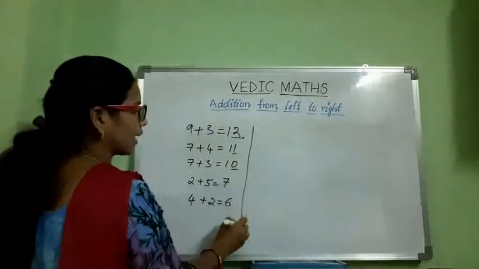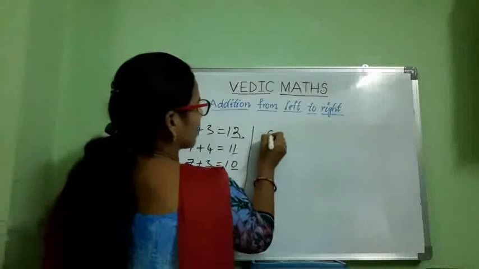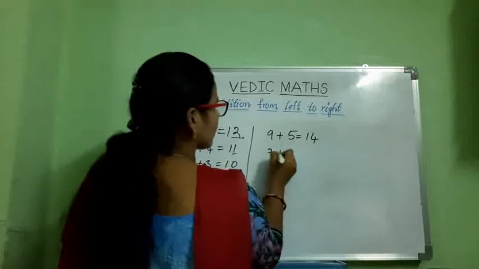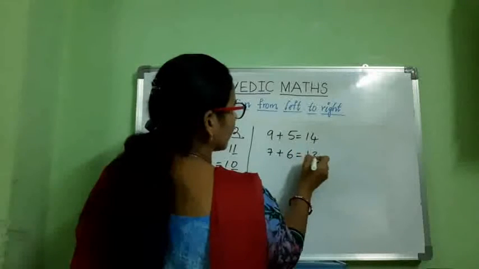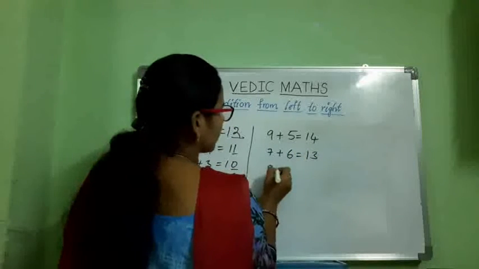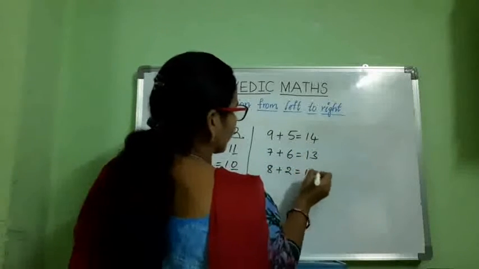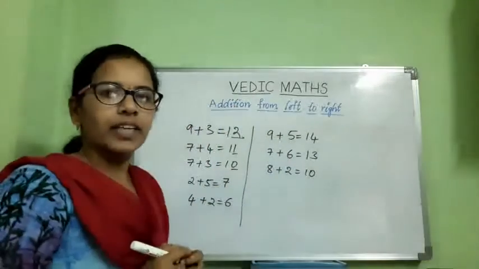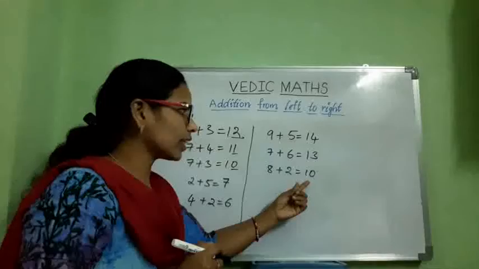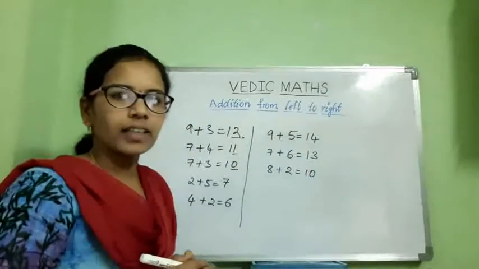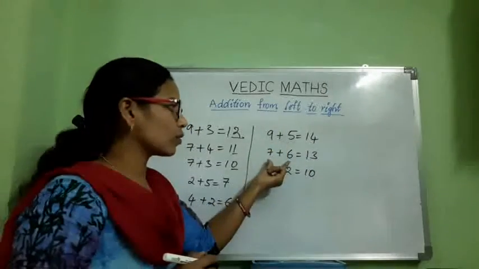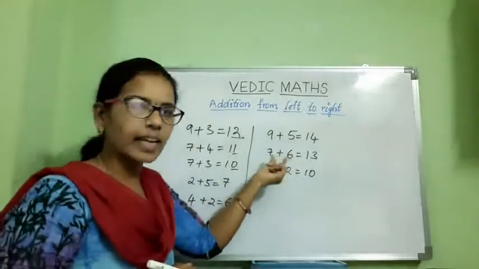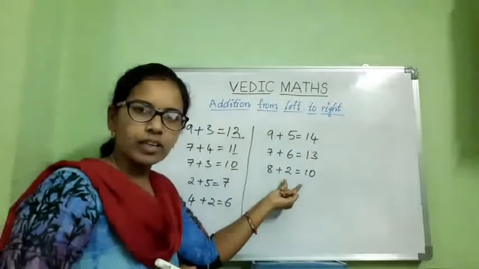Next, what about carry or non-carry numbers? For example, I add 9 plus 5, 14; 7 plus 6, 13; next, 8 plus 2, 10. When we add two numbers, if we get a sum equal to 10 or greater than 10, then those numbers are carry numbers. Here 9 and 5 are carry numbers, 7 and 6 are carry numbers, and this time 8 and 2 are carry numbers.